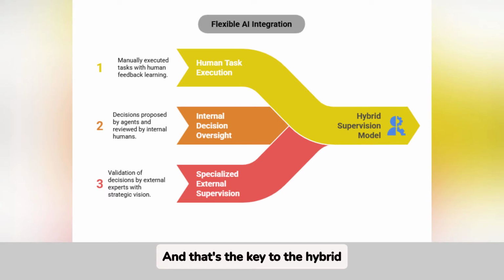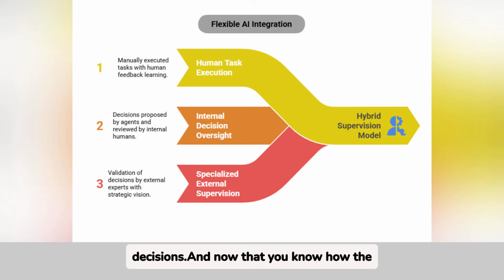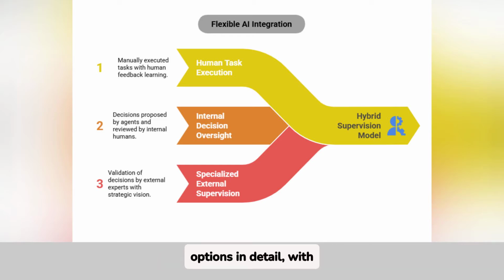And that's the key to the hybrid model: total flexibility, but with the power of an intelligent multi-agent system that works 24/7, constantly learning and adapting to your decisions. And now that you know how the system can be operated, in the next videos I will show you each of these three hybrid options in detail, with real examples, best practices, and use cases that will inspire you to apply them in your own company.